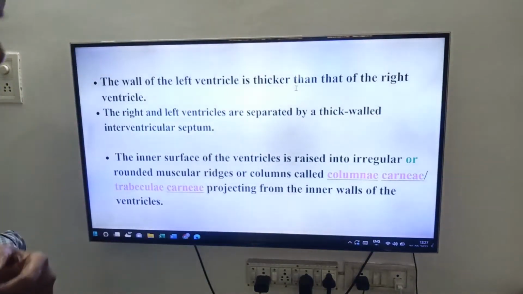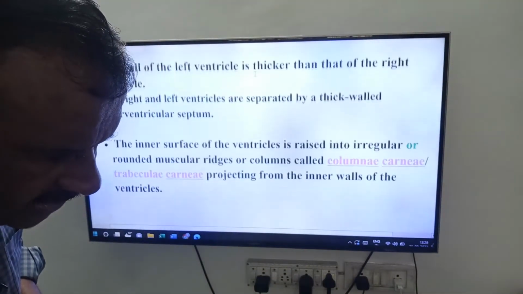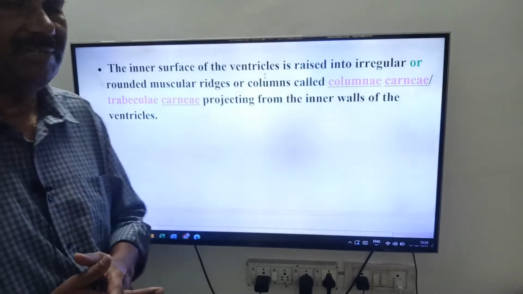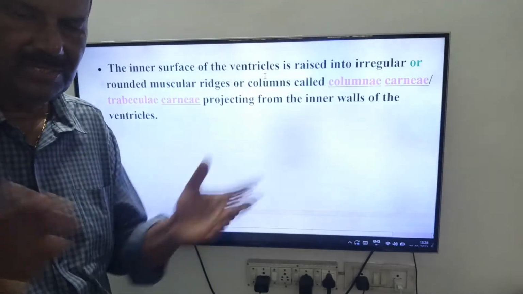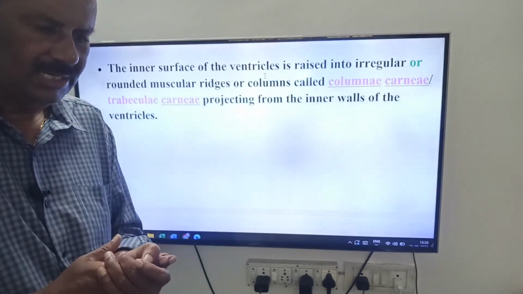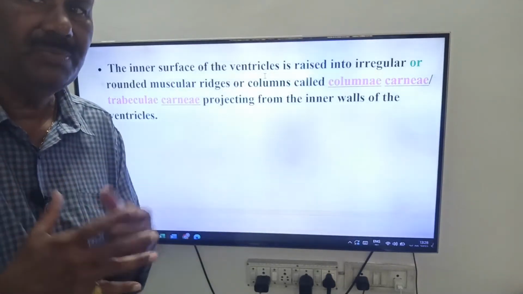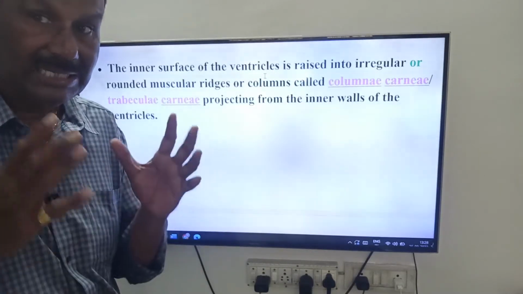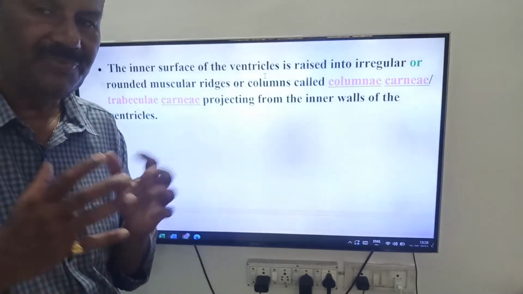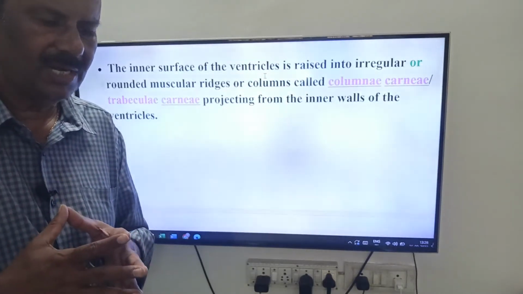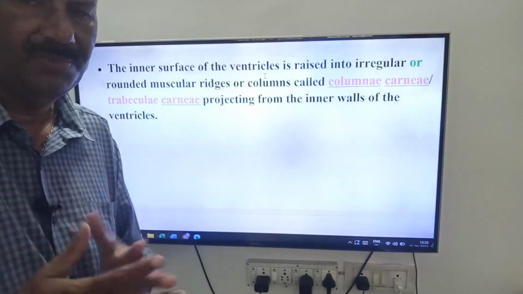Next, very very important, friends: the inner surface of the ventricles. Friends, the inner surface of the ventricles, as I just told, has a number of columnae corneae or trabeculae corneae. What are columnae corneae? What are trabeculae corneae? The inner surface of the ventricle is raised into irregular or rounded muscular ridges or columns.